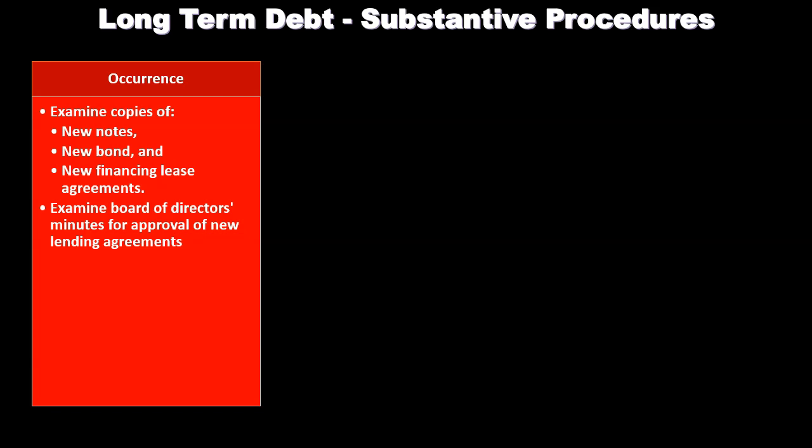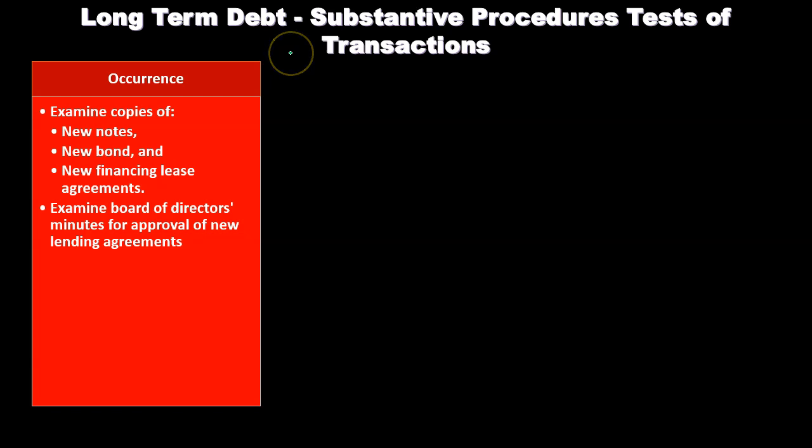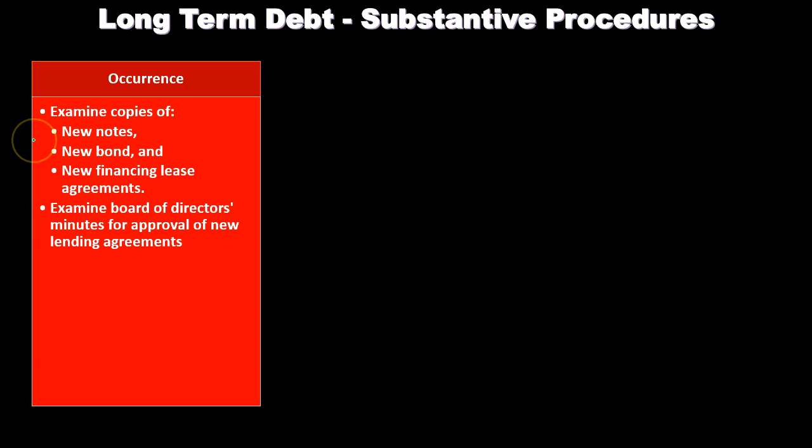So now we're going to go through the assertions and the substantive procedures with relation to the test of transactions. So, test of transactions, substantive procedures, long-term debt, and related procedures. The first assertion is occurrence. With regard to occurrence, we're going to examine copies of new notes, new bonds, and new financing lease agreements. We're going to examine board of directors' minutes for approved new lending agreements.